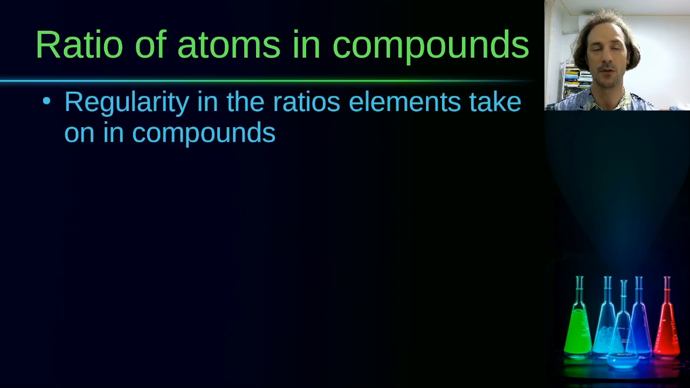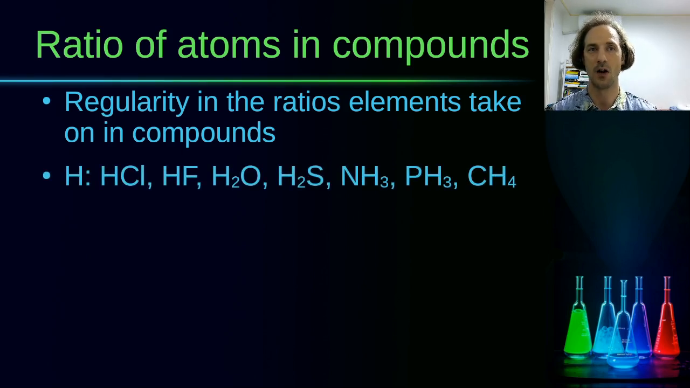And what we observe, if we take a look at the different types of compounds, is that these ratios are not really random. In a lot of cases, they strictly depend on what kind of elements are found in these compounds. So, for example, if we look at the compounds that are containing hydrogen, we can see compounds like hydrogen chloride, hydrogen fluoride, which have one hydrogen atom and one chlorine atom, or one hydrogen atom and one fluorine atom. So the atoms are in a 1-to-1 ratio.